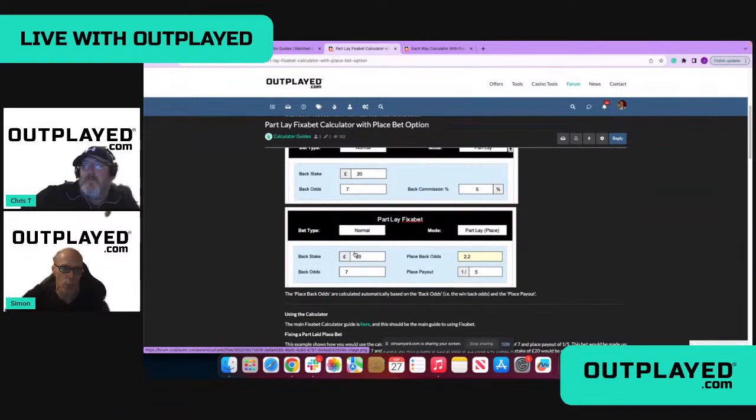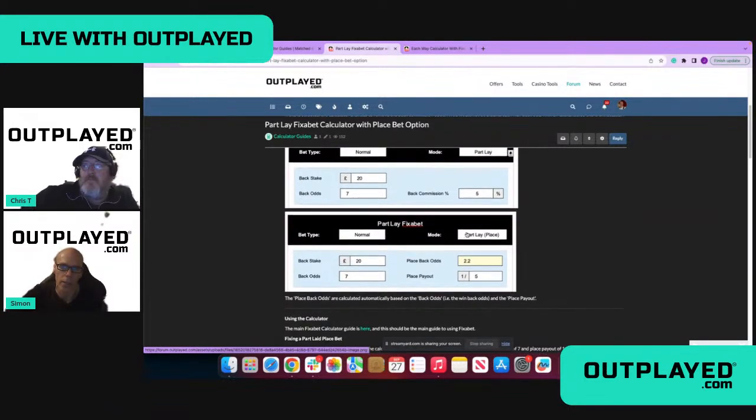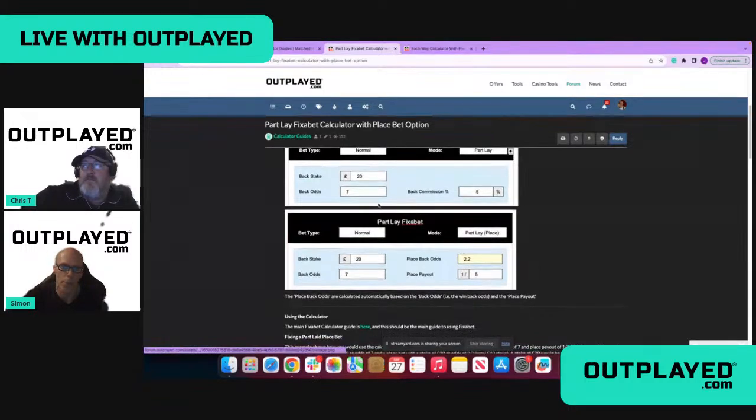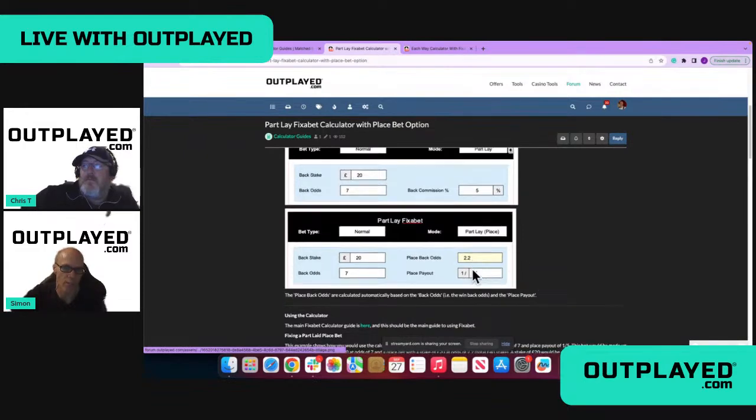And then you would have two different modes. You can have it in parlay mode, which is to lay the win part, and parlay place, which is to lay the place part. So it automatically works out your back odds, which are 7, and the place odds are going to be 2.2. It's basically 6 divided by 5, add 1 to get 2.2, but that does it automatically.